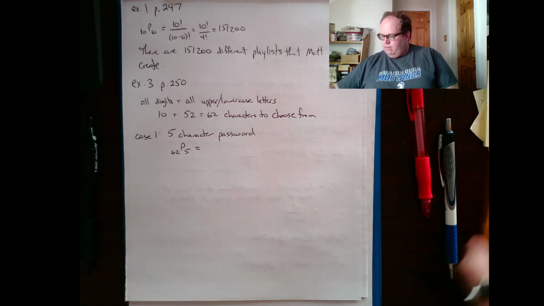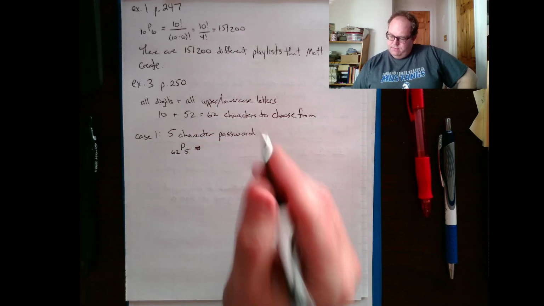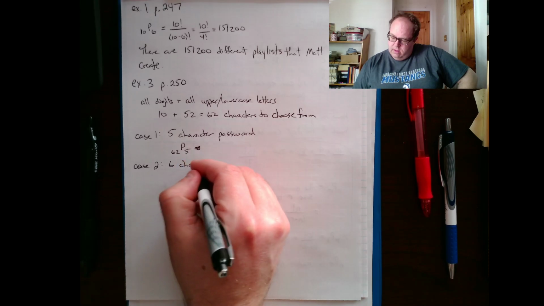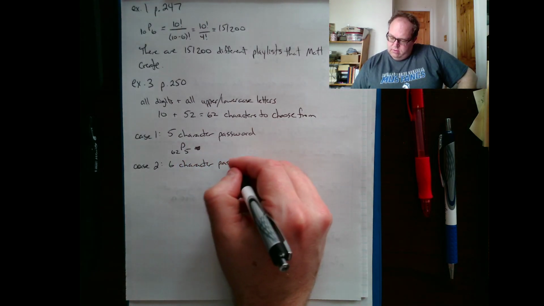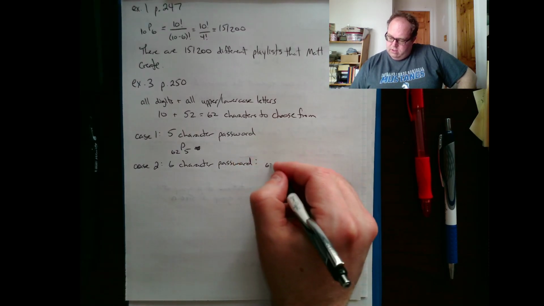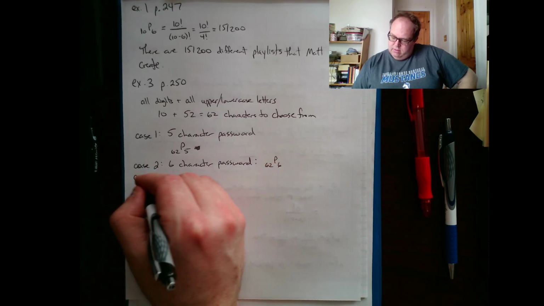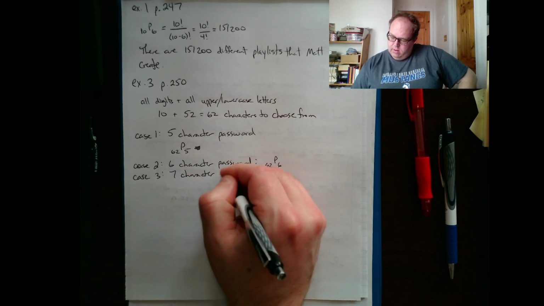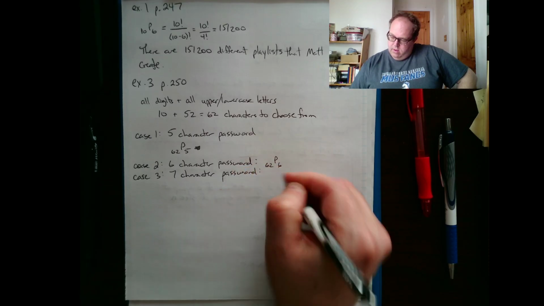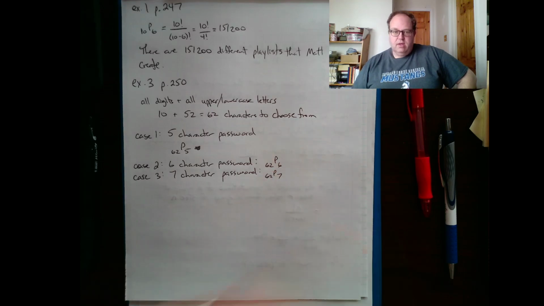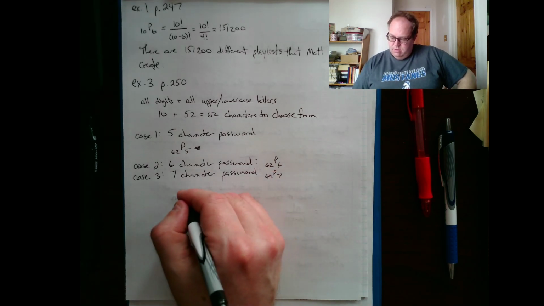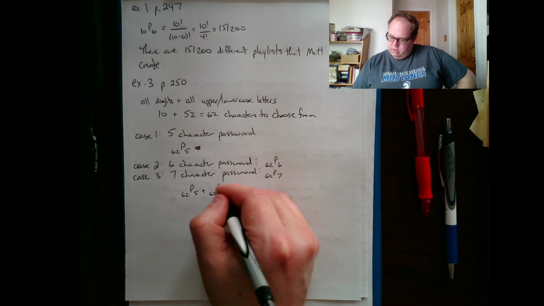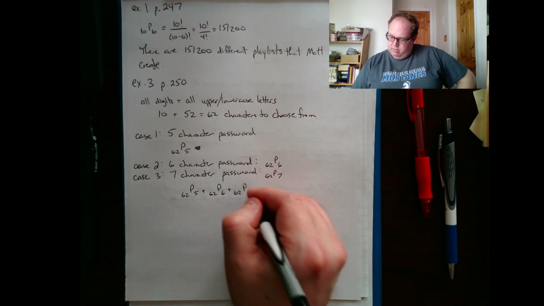And actually, I'm not going to write those out just yet. I'm going to do those all at once. So case 2, 6-character password, which would just be 62p6, and the 7-character password would be 62p7. How many password choices are there in total? The number of ways to choose the 5, plus the number of ways to choose the 6, plus the number of ways to choose the 7.